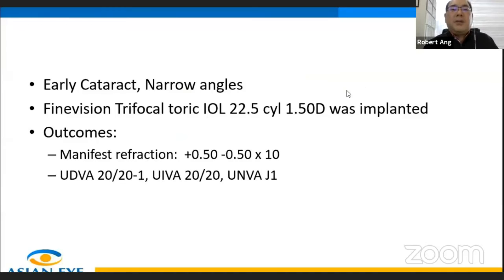And in this patient, because the patient has narrow angles and a very early cataract, and I can show him the evidence, then I can recommend safely a clear lens exchange or an early cataract surgery.